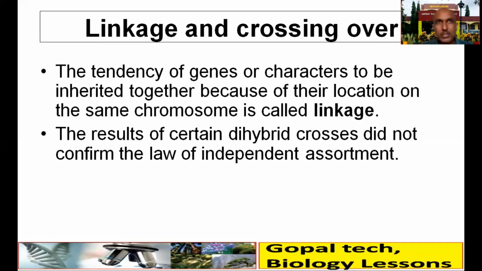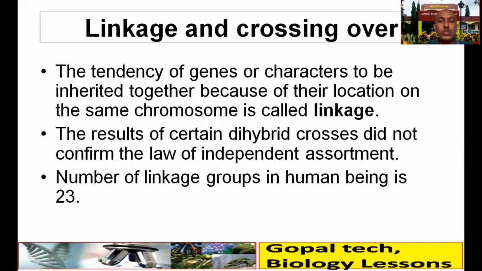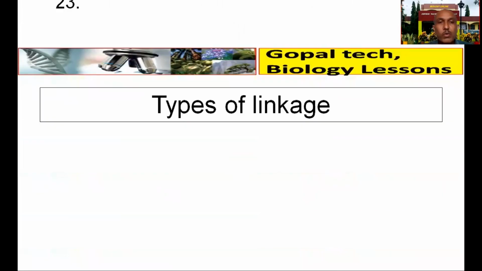law of dominance हमने देखा, incomplete dominance, co-dominance. ओके, और इधर हम अभी लिंकेज के वजह से लॉ ऑफ इंडिपेंडेंट असॉर्टमेंट भी वो रेशियो नहीं आता है जो 9:3:3:1 आना चाहिए. So the number of linkage group in human being is 23. तो अलग अलग ग्रुप्स में, अलग अलग एनिमल्स में अलग अलग लिंकेज ग्रुप होते, थोड़ा रेफरेंस वगैरह देख लो, ये नीट के लिए बहुत इंपॉर्टेंट है.